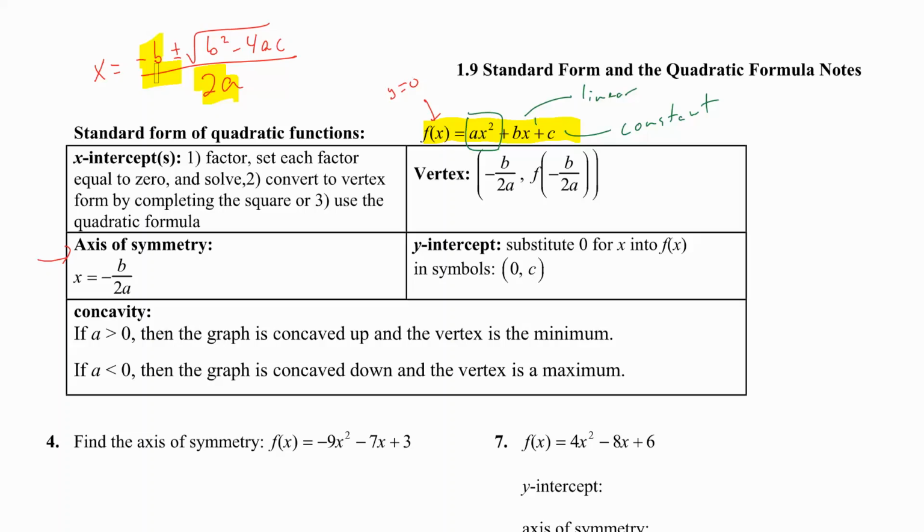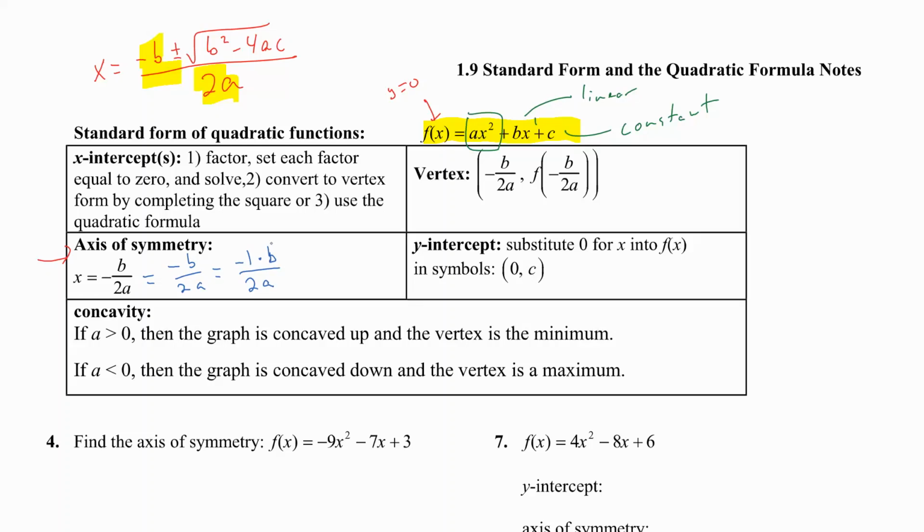So just find your b value and your a value. Now remember that negative out in front, you can put it on top or on the bottom. So it's negative b over 2a, which really means negative 1 times b over 2a. So you can use any of those formats.